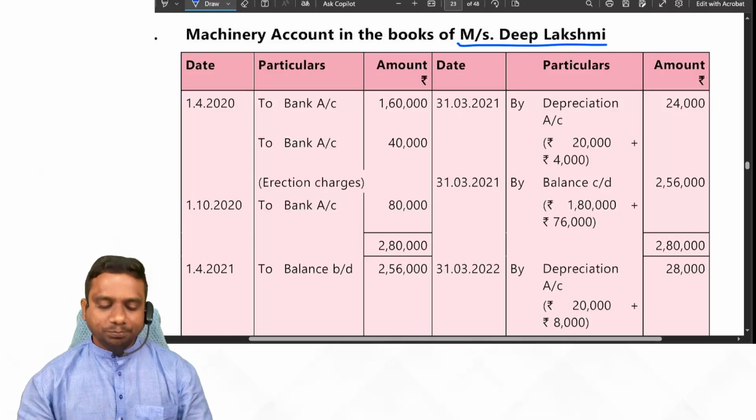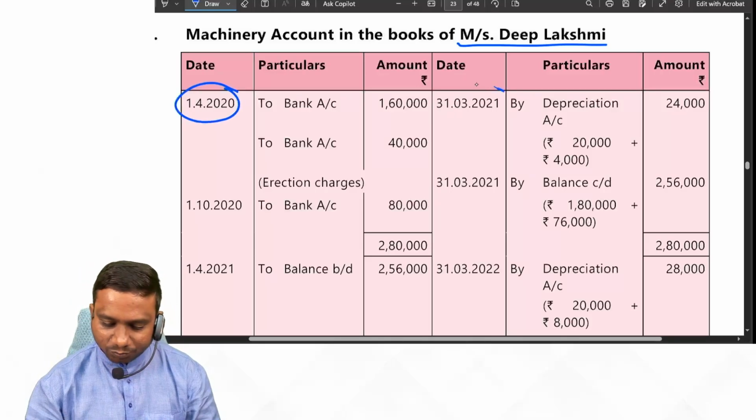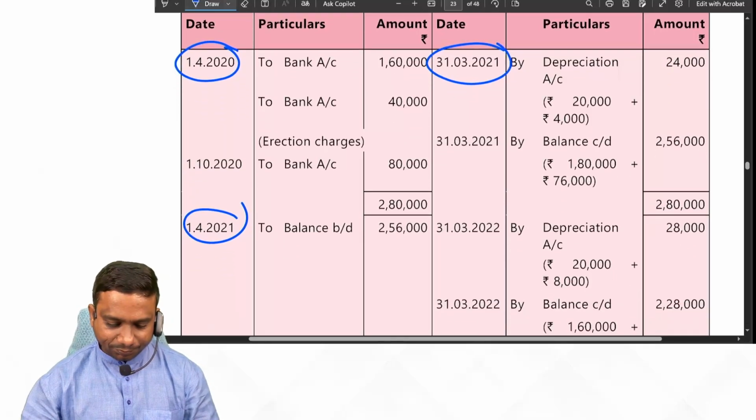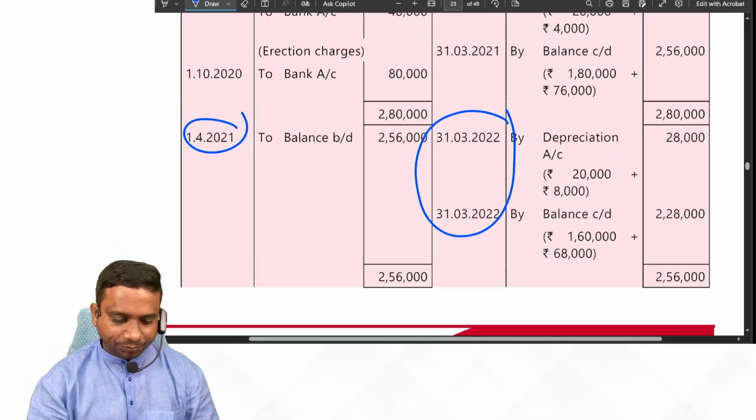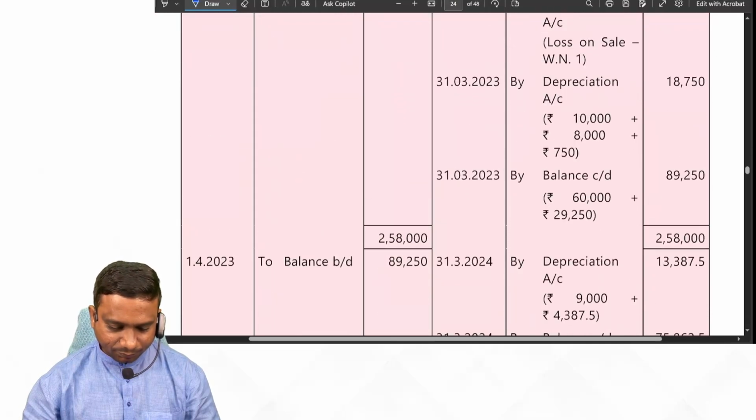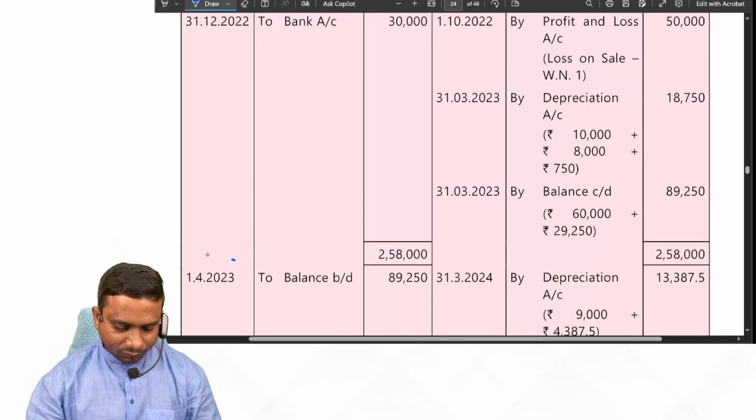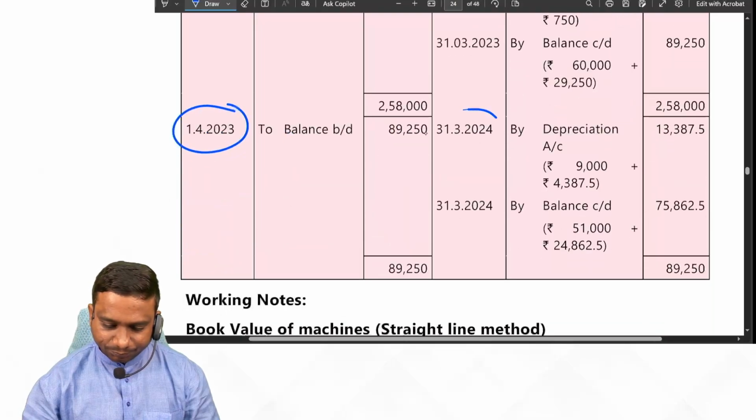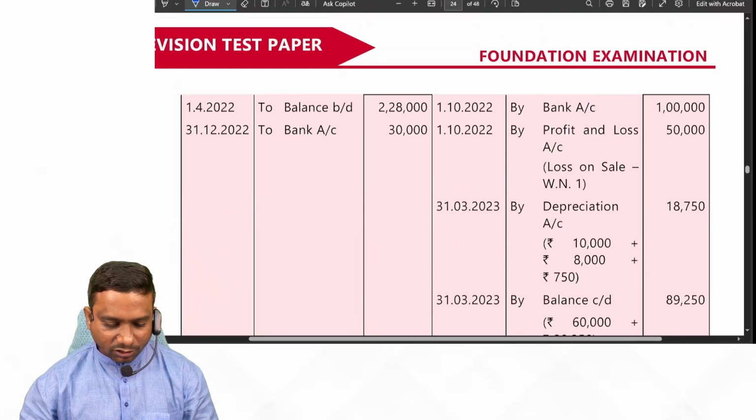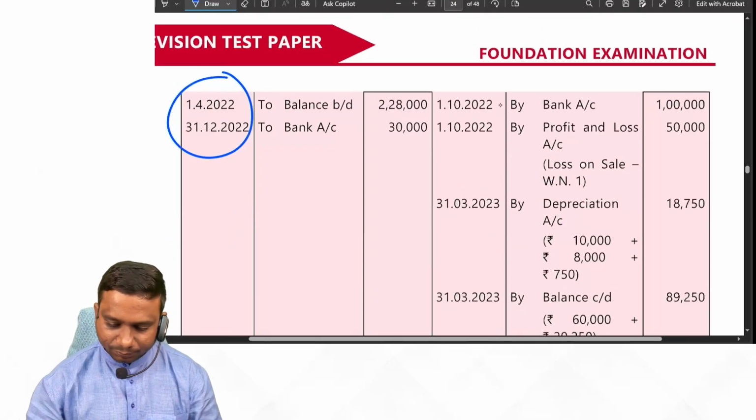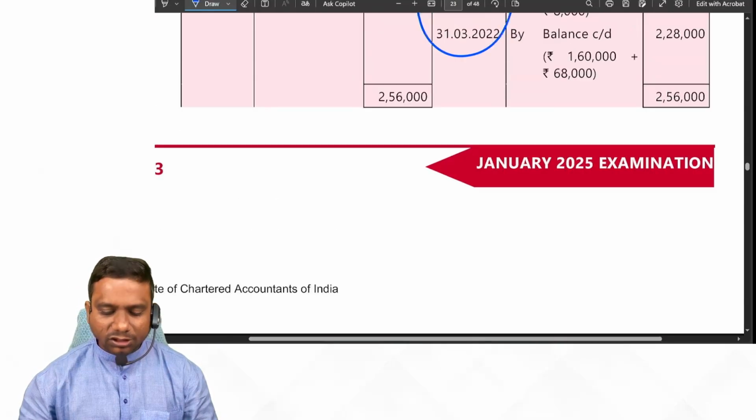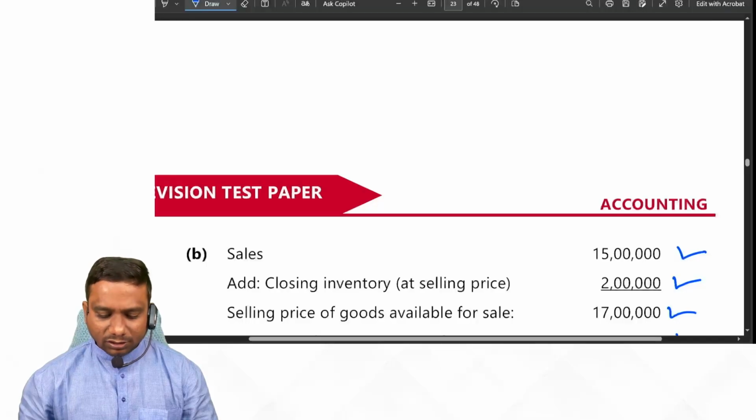First, observe the financial years: 1-4-2020 to 2021, 2021 to 22, 22 to 23, and one more financial year, 23 to 24. So in total four financial years. Look at them one by one. This is a little bit lengthy problem, students.